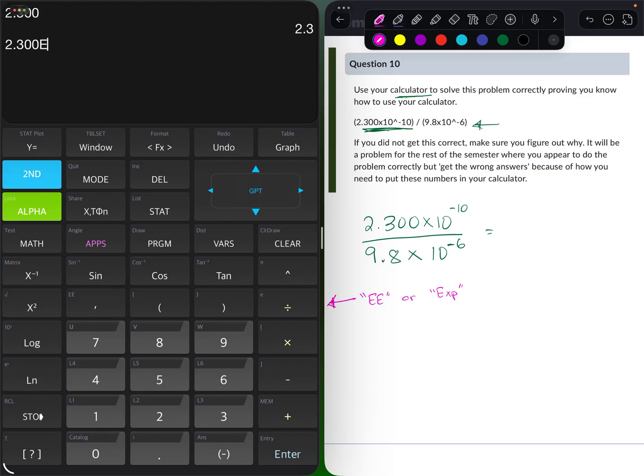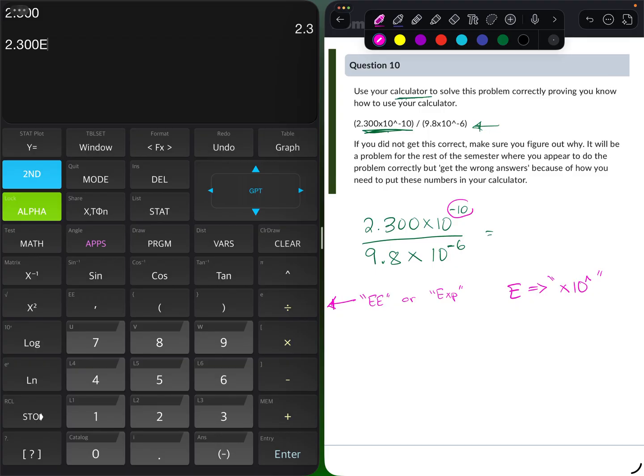And you'll notice what went up in the display up above, just the letter E. That E stands for times 10 raised to the power. It takes care of all of that. And now all I have to put in after hitting the EE button is negative 10. So down here on this bottom row, the next to the last button right before the enter is the minus sign. Now, it's not the minus sign, it's the negative sign.